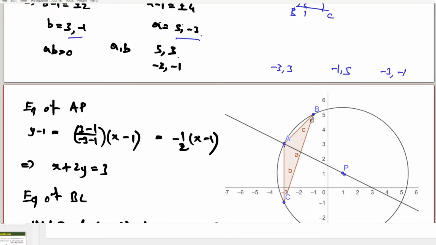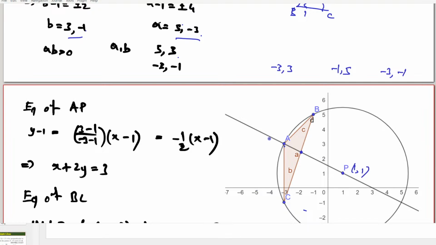Fantastic. Now, what is our point P? P is the circumcenter, which is the center of this circle, which is passing through all the 3 points. P is actually 1 comma 1. Okay. Now, what is this line AP? We want to find the equation of this line AP and the equation of this line BC and find out what exactly this point is.